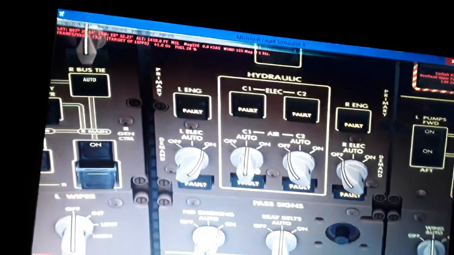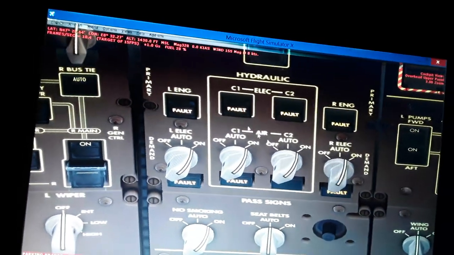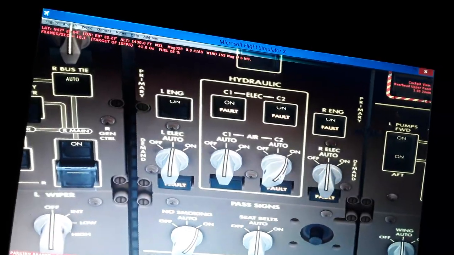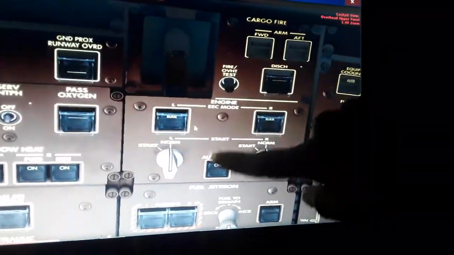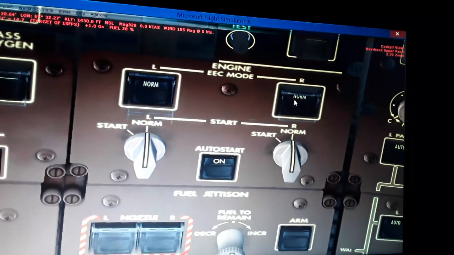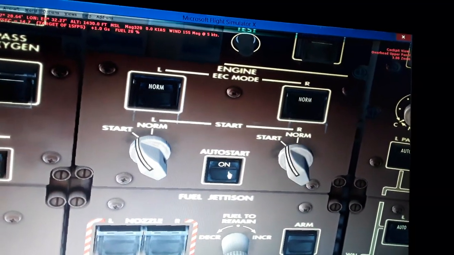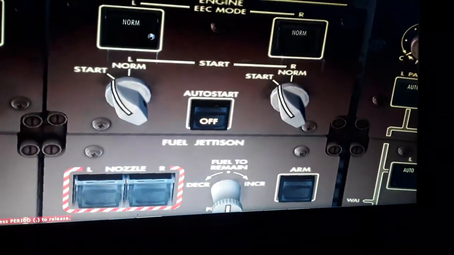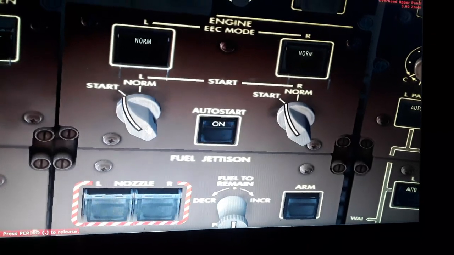over here the hydraulic pumps back to the on, and then to the auto position. So we have also the fire extinguishers here for the cargo, the electronic engine control for the engine, the normal and auto start also, normal and alternate EEC mode over here, and the auto start. So you can use the auto start like this.